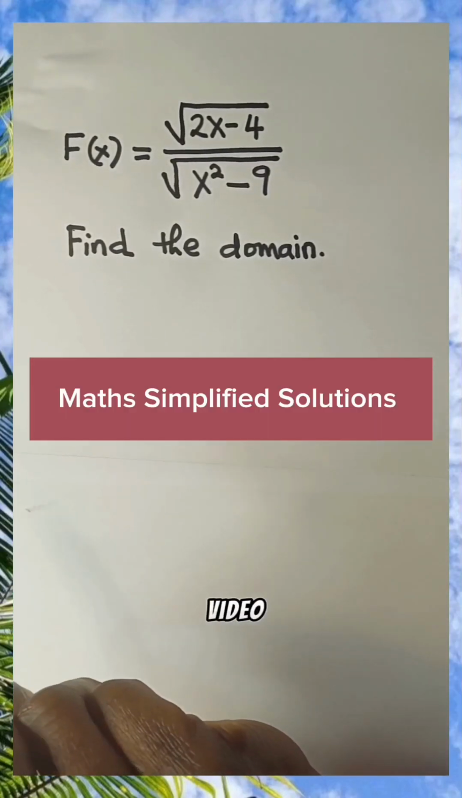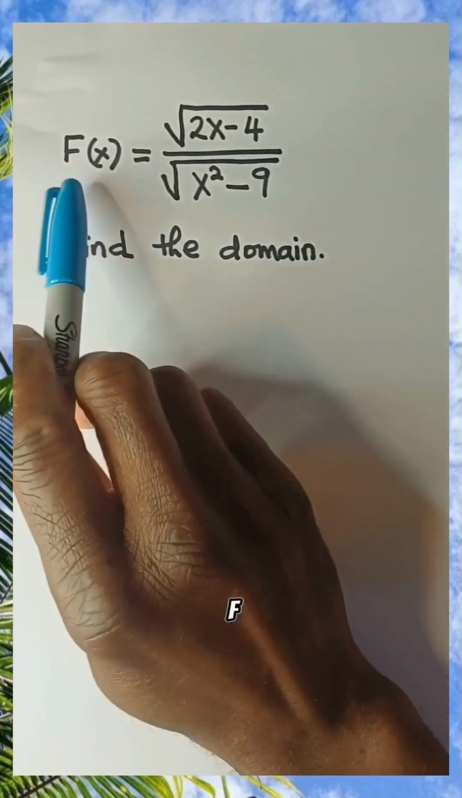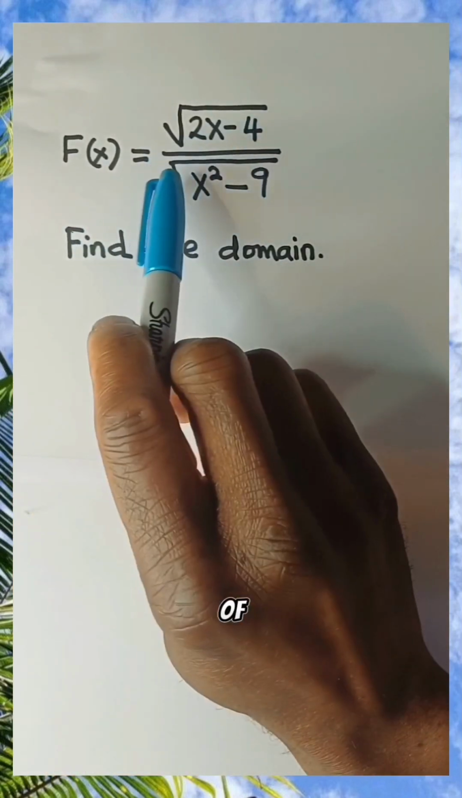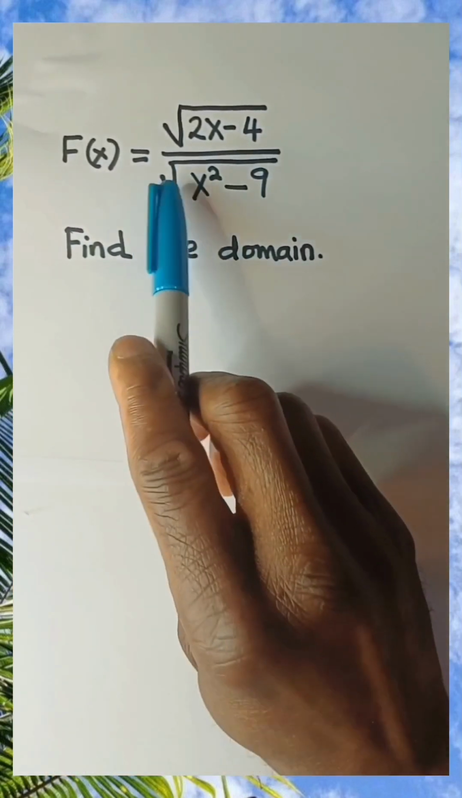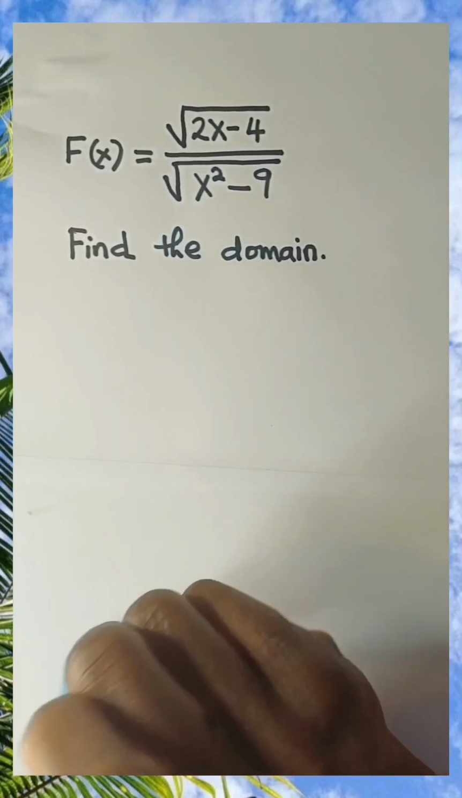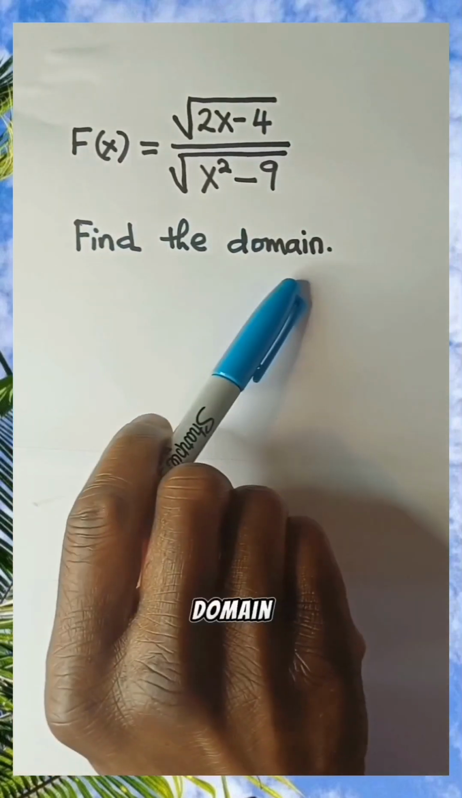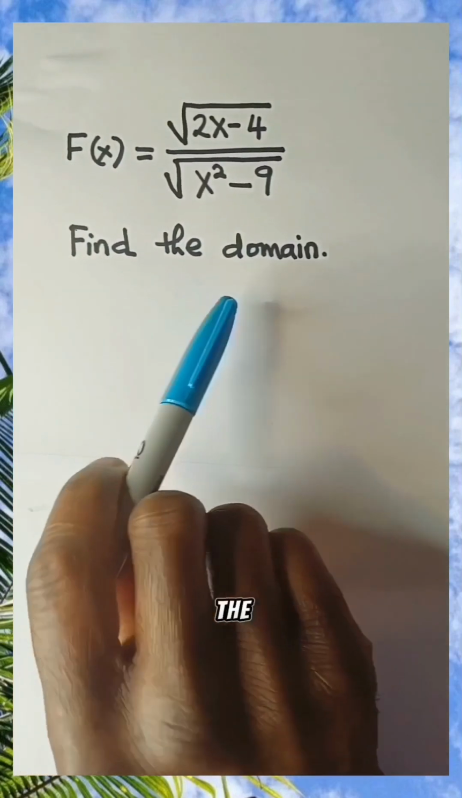Welcome to another video. We have a question before us, and the question is this. f of s is equal to the square root of 2s minus 4 divided by the square root of s squared minus 9. Find the domain. So we are given a function and we are required to find the domain. Let us go ahead and find the domain.